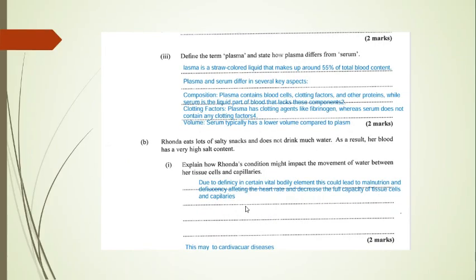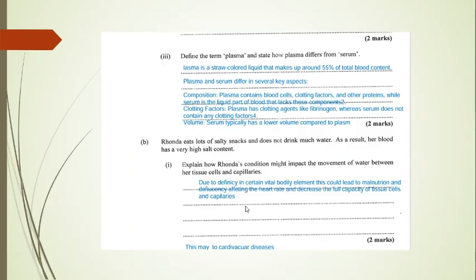So define the term plasma, and state how plasma differs from serum. So plasma is a straw-colored liquid that makes up around 55% of total blood content. So it's in relation to blood. How do plasma and serum differ? They differ in three main categories: composition, clotting factors, and volumes.